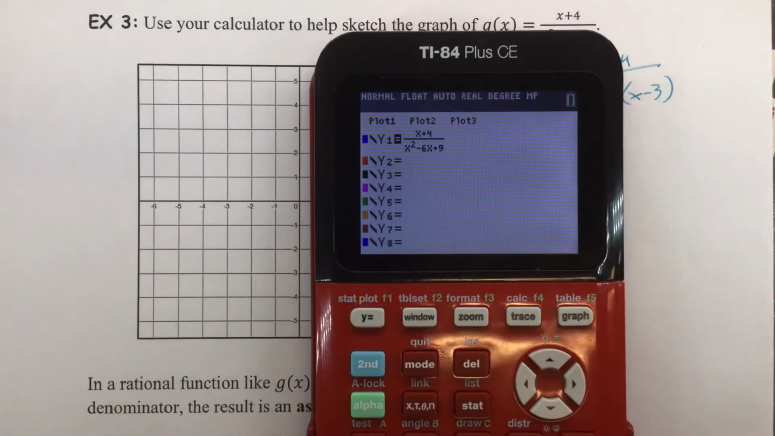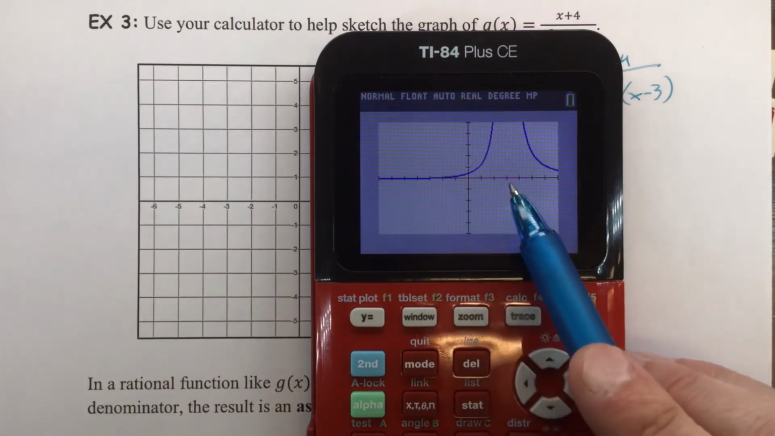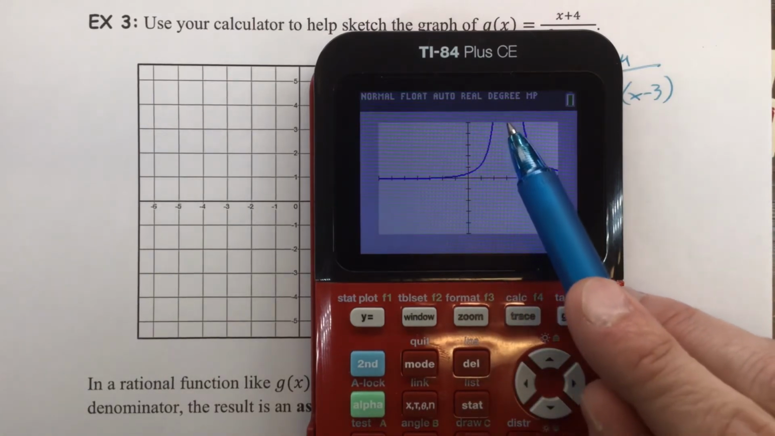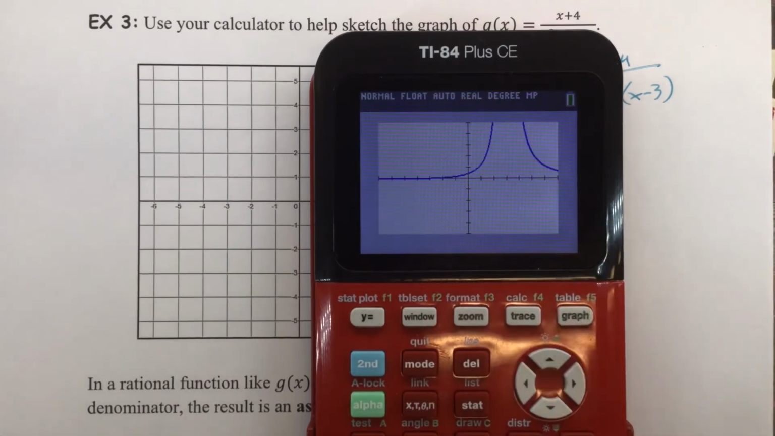All right, so again, I've already got it typed in. We're just going to go ahead and hit graph. And this is the picture that we get. Okay, maybe a little bit hard to tell here, but if you were to go to x equals 3, the value that makes this undefined, if you were to follow it up, you're going to notice that the graph is approaching from both sides. It's starting to level off as it gets there, which is that asymptote that we're going to get. So we have a vertical asymptote at x equals 3.